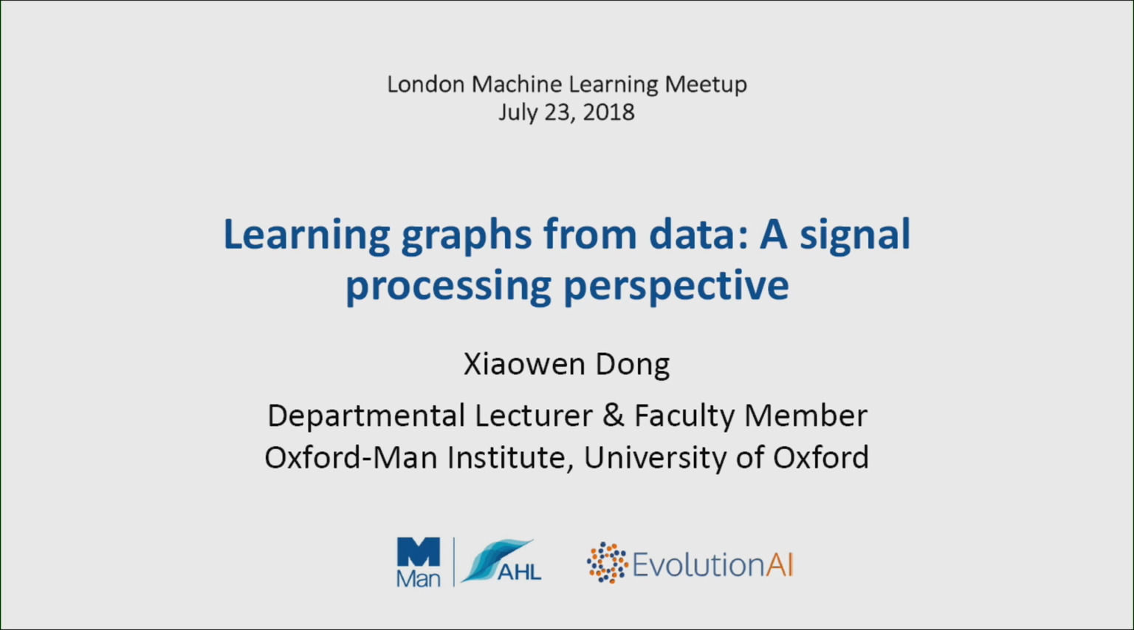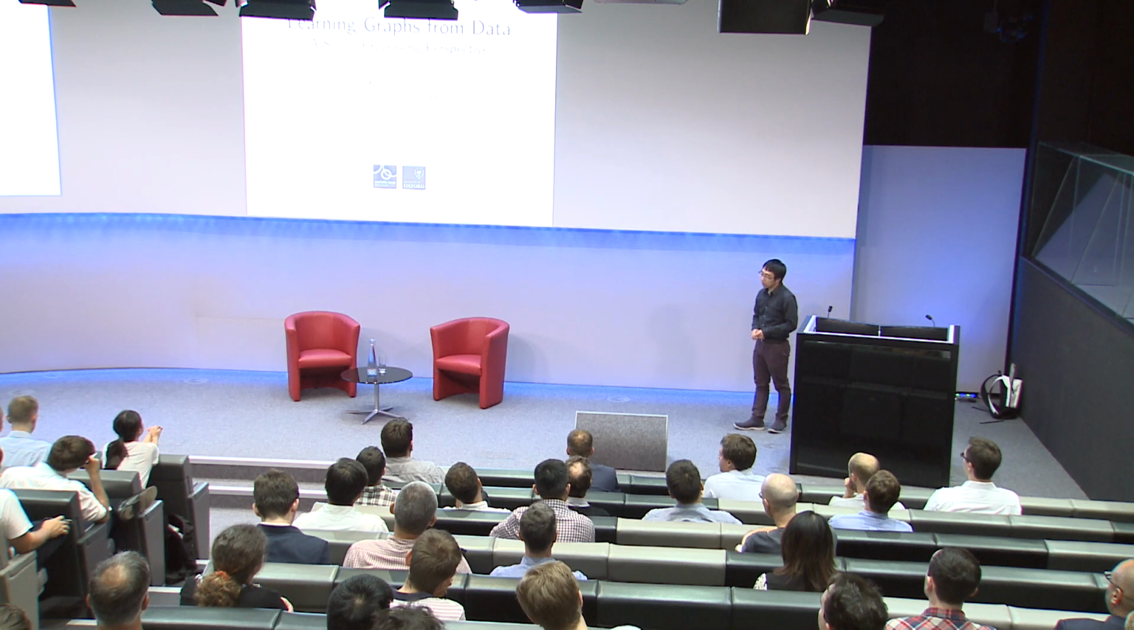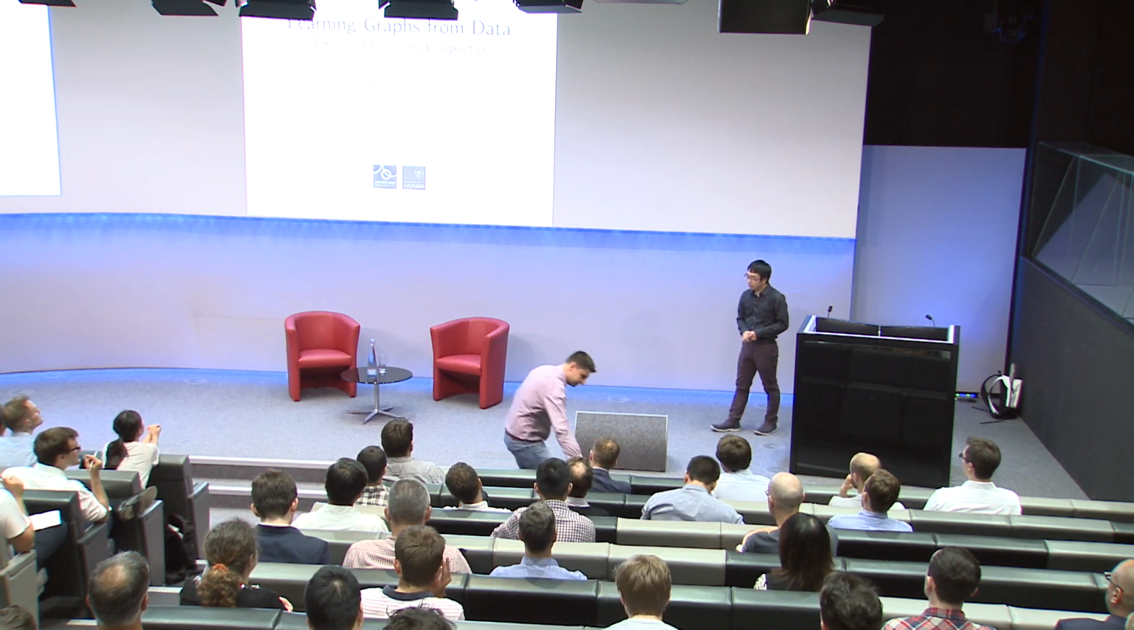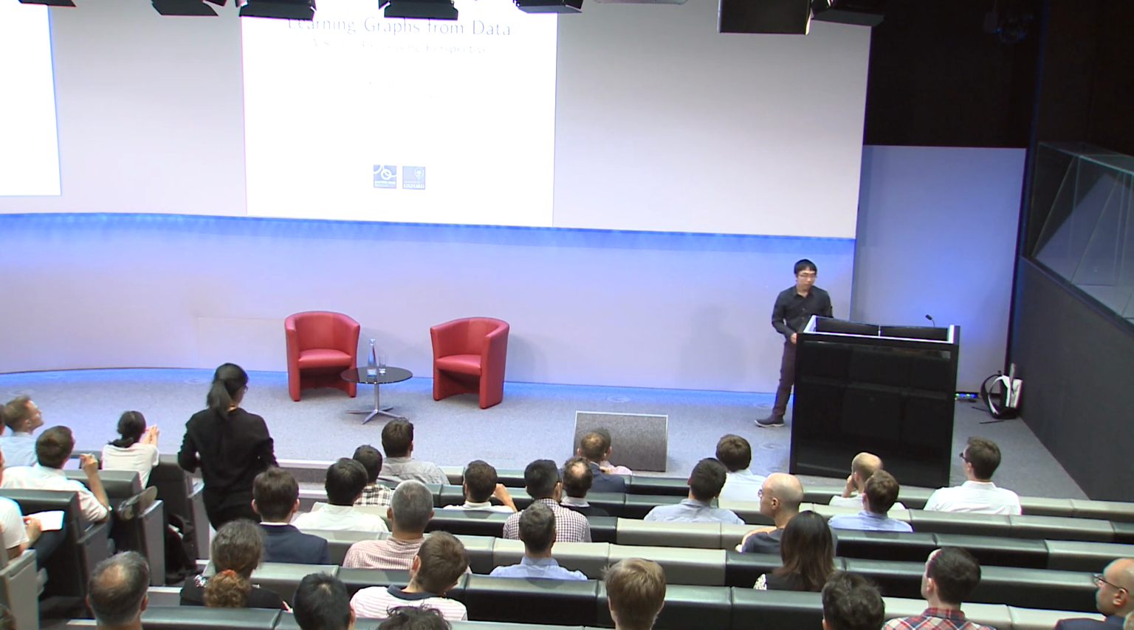I'm Xiaowen from the Department of Engineering Science at the University of Oxford, where I'm also part of the Oxford Mann Institute for Quant Finance. My background is in signal processing and machine learning, as Slavi pointed out. So today I will be talking about a subject that lies at the intersection of the two, which is learning graphs from data. But in particular, I will be focusing on a signal processing perspective, for which I would need to introduce you to the fast-growing field of graph signal processing. So we will explain that shortly. Feel free to interrupt and ask questions, since it's quite a long talk.